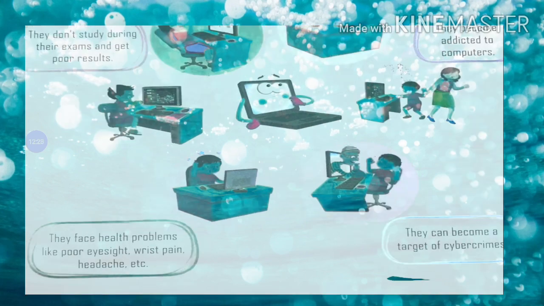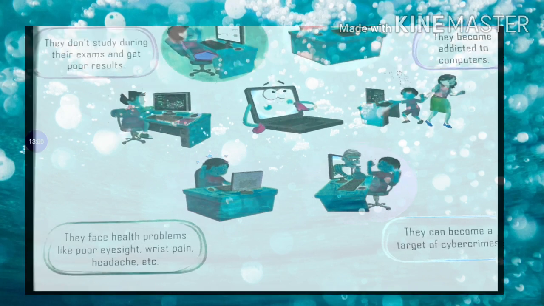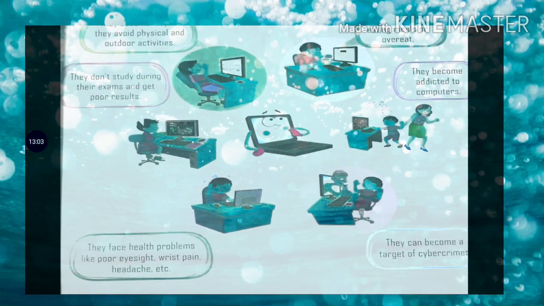They can become a target of cyber crimes. Here you want to know about cyber crime. What is cyber crime? It is a computer crime. An illegal activity that involves a computer is called cyber crime. Those who commit cyber crime are called cyber criminals. Okay. Sometimes you may become a target of a cyber crime. That also happens nowadays, right?